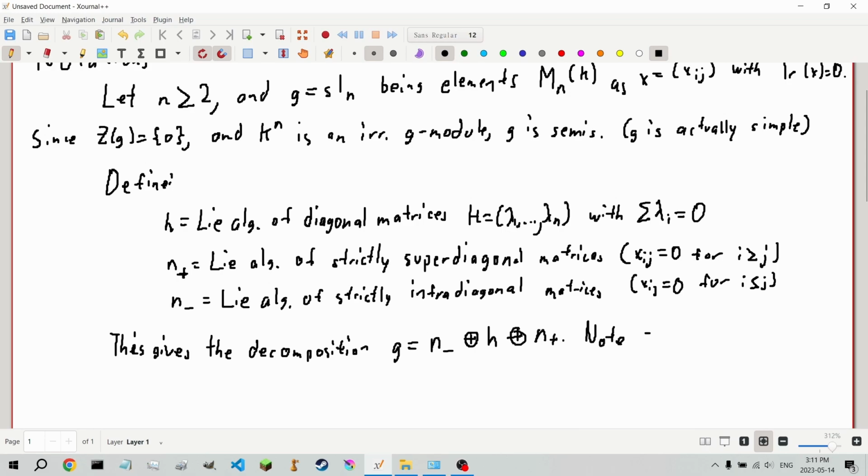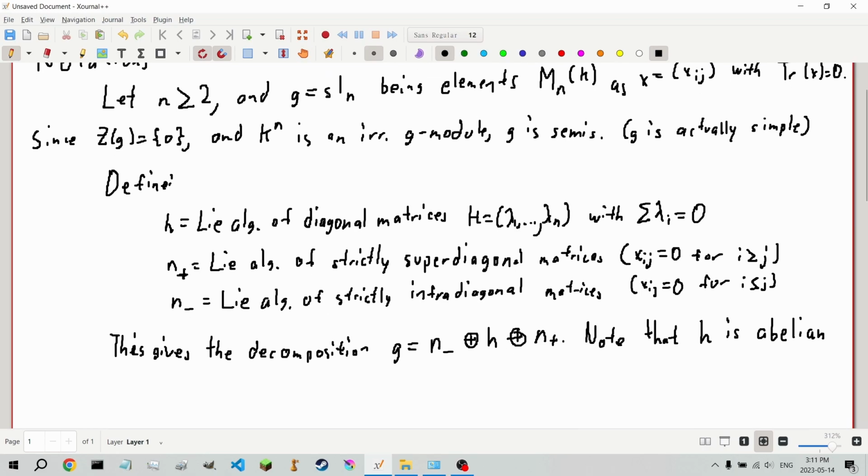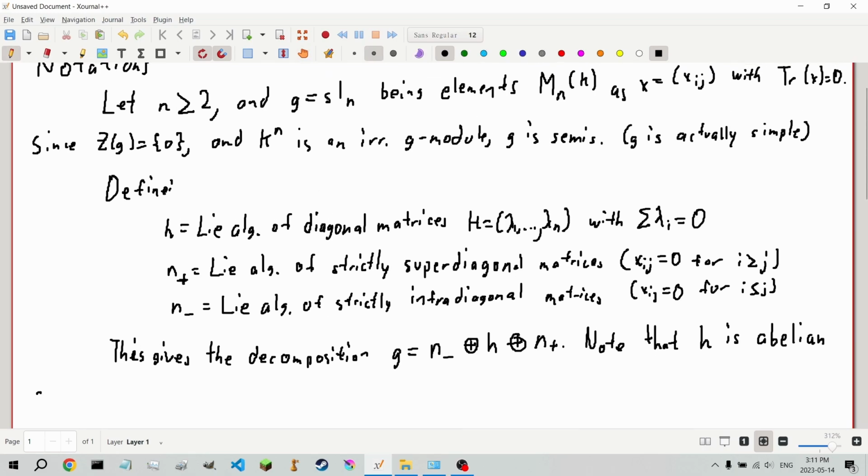Note that h is abelian since it essentially corresponds to the algebra on k to the n with component-wise multiplication. And n positive and n negative are both nilpotent, as essentially every time you multiply, the number of zeros moves over by one index, so eventually it's going to subsume the whole matrix.